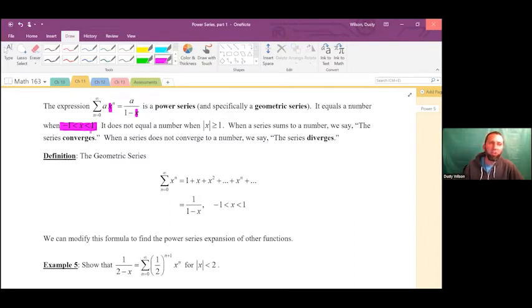When a series sums to a number, we say, quote, the series converges, end quote. When a series does not converge to a number, we say, quote, the series diverges, end quote.